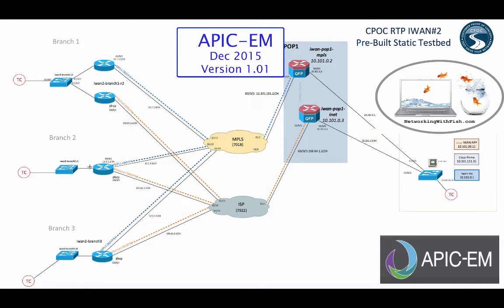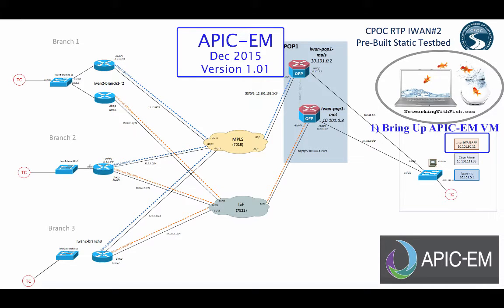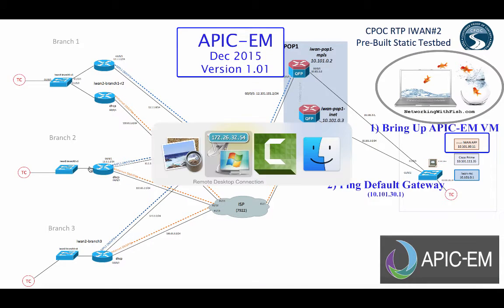What we're going to do today is bring up the APIC-EM, get a VM of it up and running, and ping the default gateway. This is APIC-EM version 1.01 that just came out on Cisco.com in the November timeframe, just last month. So again, all we're going to do today is together bring up the APIC-EM VM and ping the default gateway. So let's go ahead and do that.